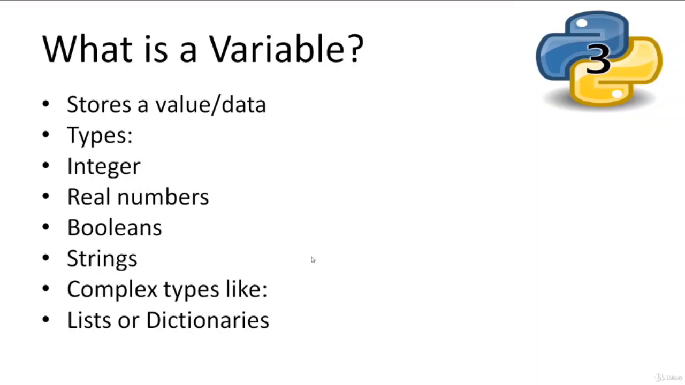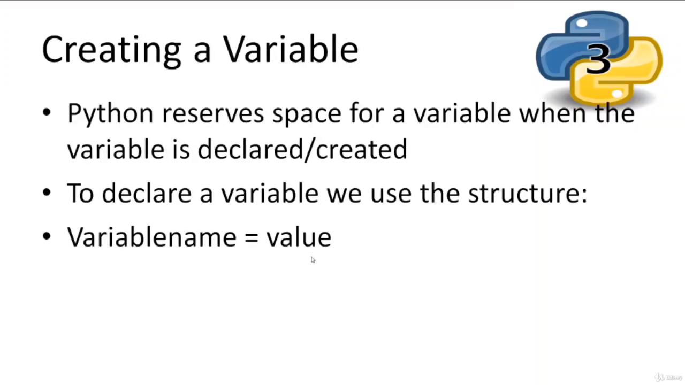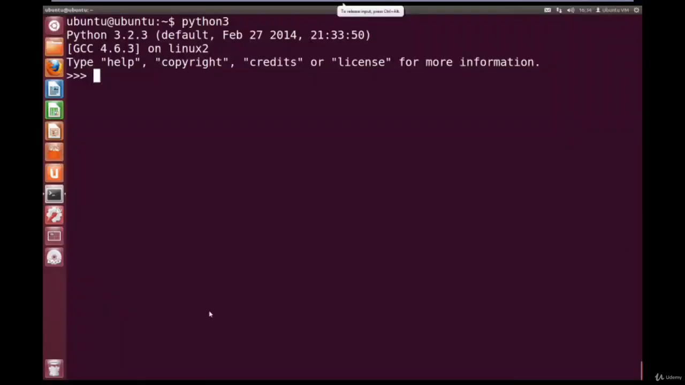What is a variable? It stores a value or data types: integer, real numbers, booleans, strings, complex types like lists or dictionaries. Creating a variable: Python reserves space for a variable when the variable is declared or created. To declare a variable, we can use the structure variable name equal value.